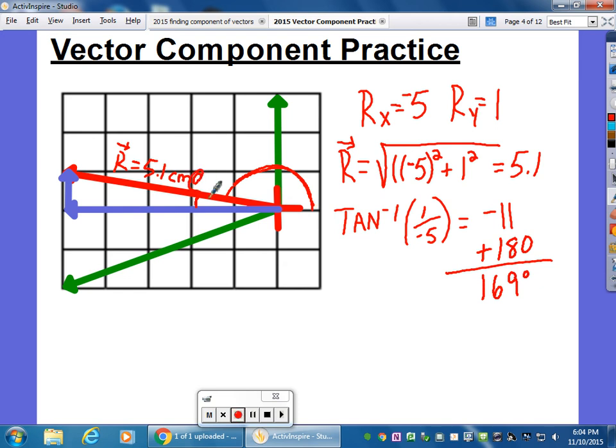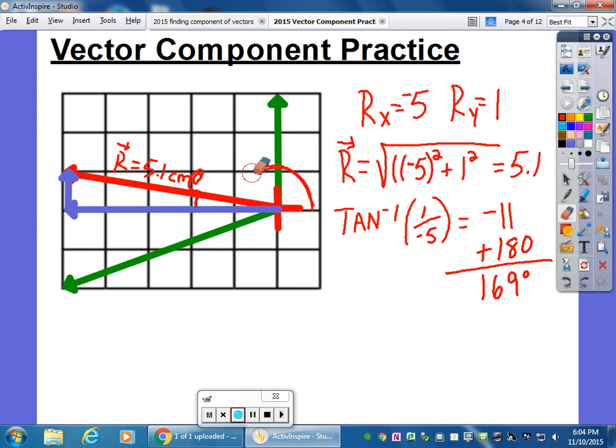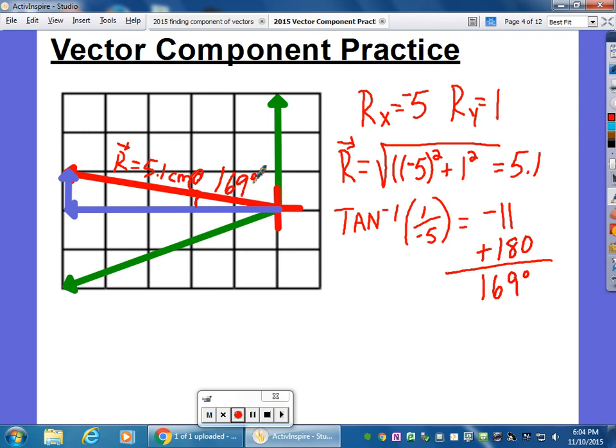So you can report that one at 169 degrees. So that is what it looks like whenever it is in quadrant number 2.